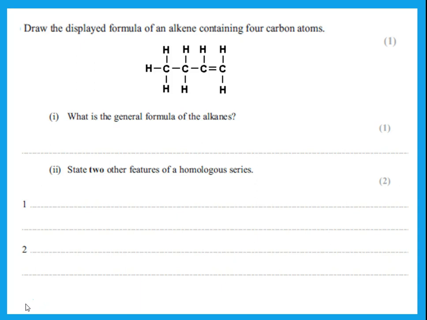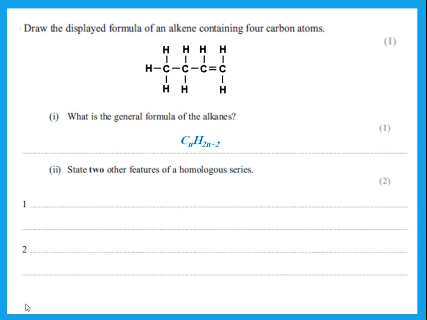Okay, what is the general formula of the alkanes? Remember, we said there is something called general formula, structural formula, displayed formula. Here he wants what? He wants the general formula, and the general formula is the one that has n in it. So alkanes is CnH2n+2. We said the number of hydrogens is always twice the number of carbons plus 2.